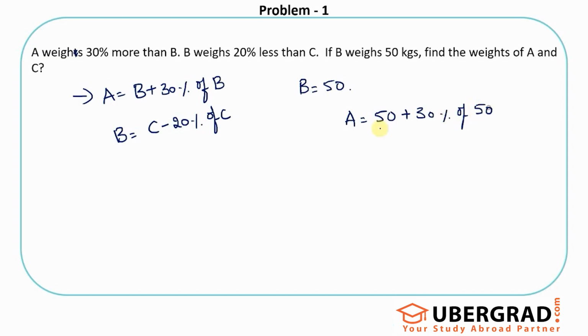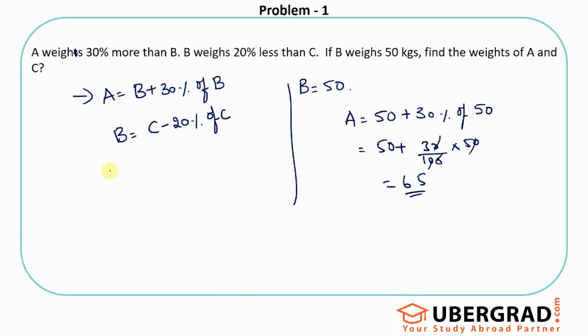30% of 50, that will be like 50 plus 30 by 100 into 50, right? That will give me 65. This is already done actually in another example. Randomly it turned out to be the same. This one, B is equal to C minus 20% of C.